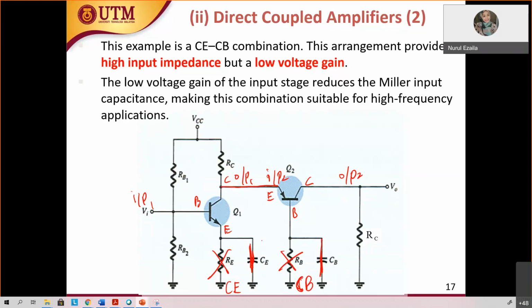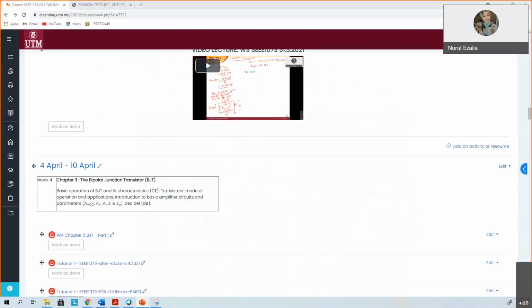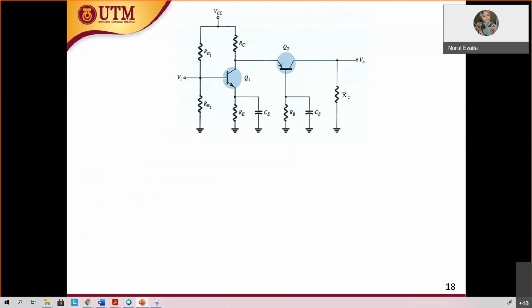Okay, so I think we still have more time. Do you want me to derive with you, or do you want to derive it by yourself? Derive with me. Okay, we have more time, right? We have about 10 minutes. Okay, let's do it, so it'll be much clearer. All right, so the AC equivalent circuit.